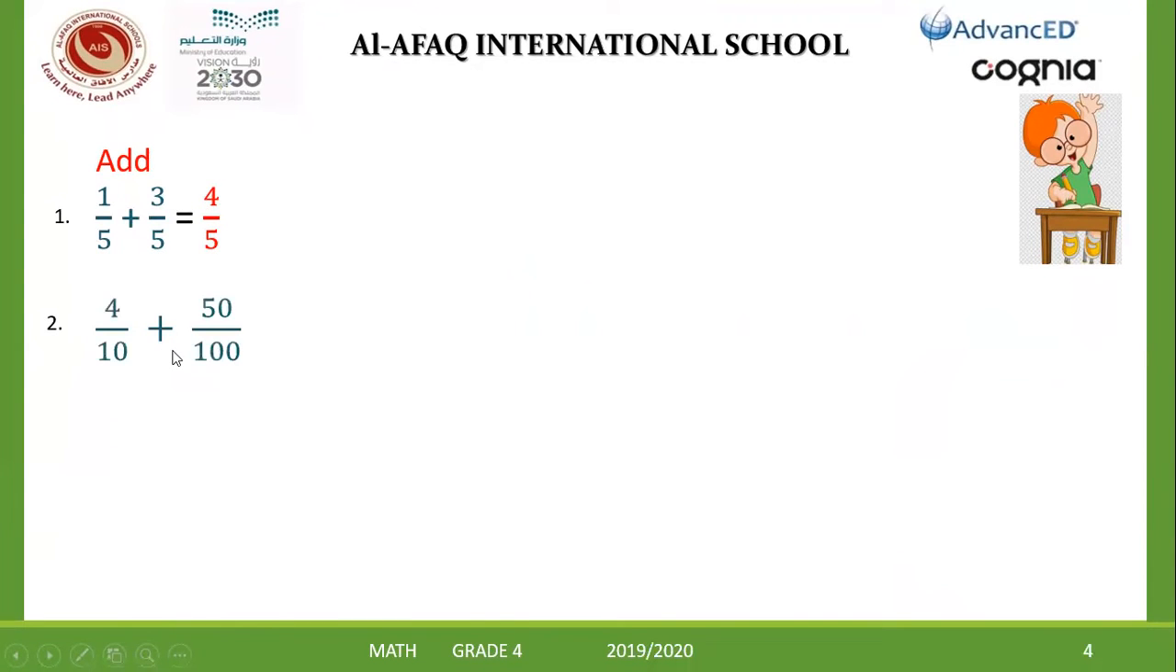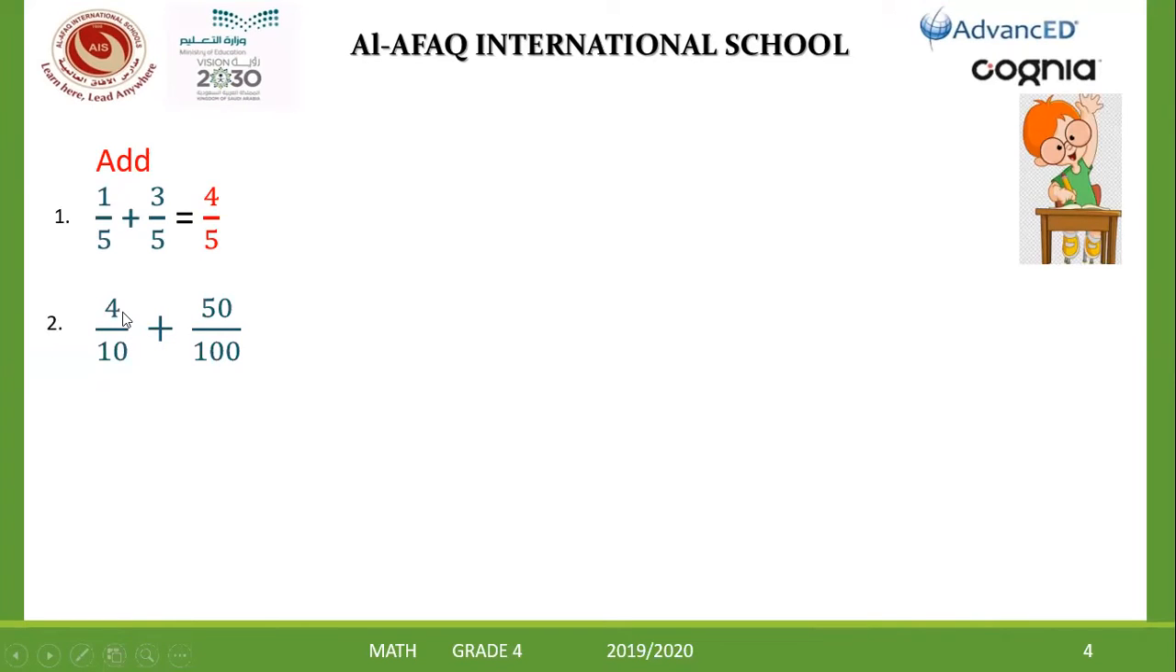What about this example? 4 over 10 plus 50 over 100. We can change a fraction with denominator 10 to a fraction with denominator 100 by multiplying. We can get the same value for the fraction by using an equivalent fraction. So we can get a fraction with denominator 100 from a fraction with denominator 10 by multiplying.